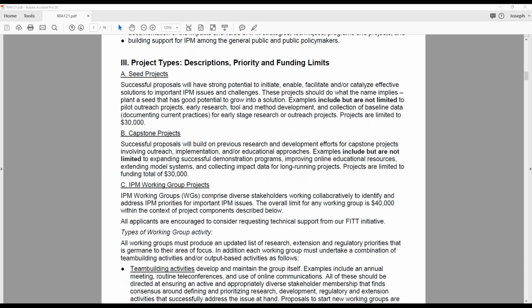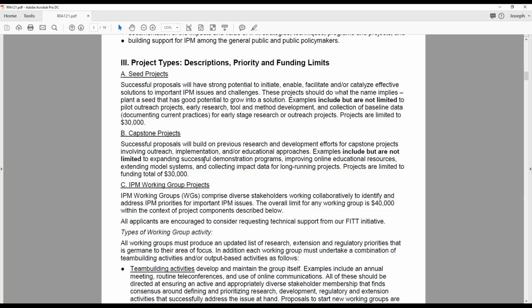This RFA has 3 different project types that come into the system. First one is seed projects. These are where someone has a great idea, they want to start something off, and they need some funds to help get a pilot study done, get some baseline data, and help see if something would be worth looking at in a larger grant down the road. It's anything from initial survey of where pests may be, development of tools, early research, the things you would need to be able to take the next steps.